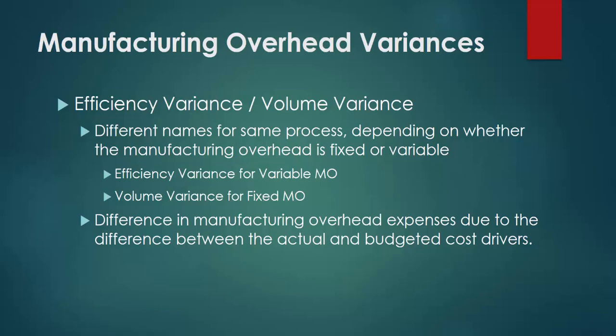Essentially, this is just due to a change in the quantity of the cost driver. You take your actual quantity and subtract out your budgeted quantity, and then you multiply it by the amount assigned per cost driver unit, and that gives you your overall variance. We're going to see an example of this here in just a moment.